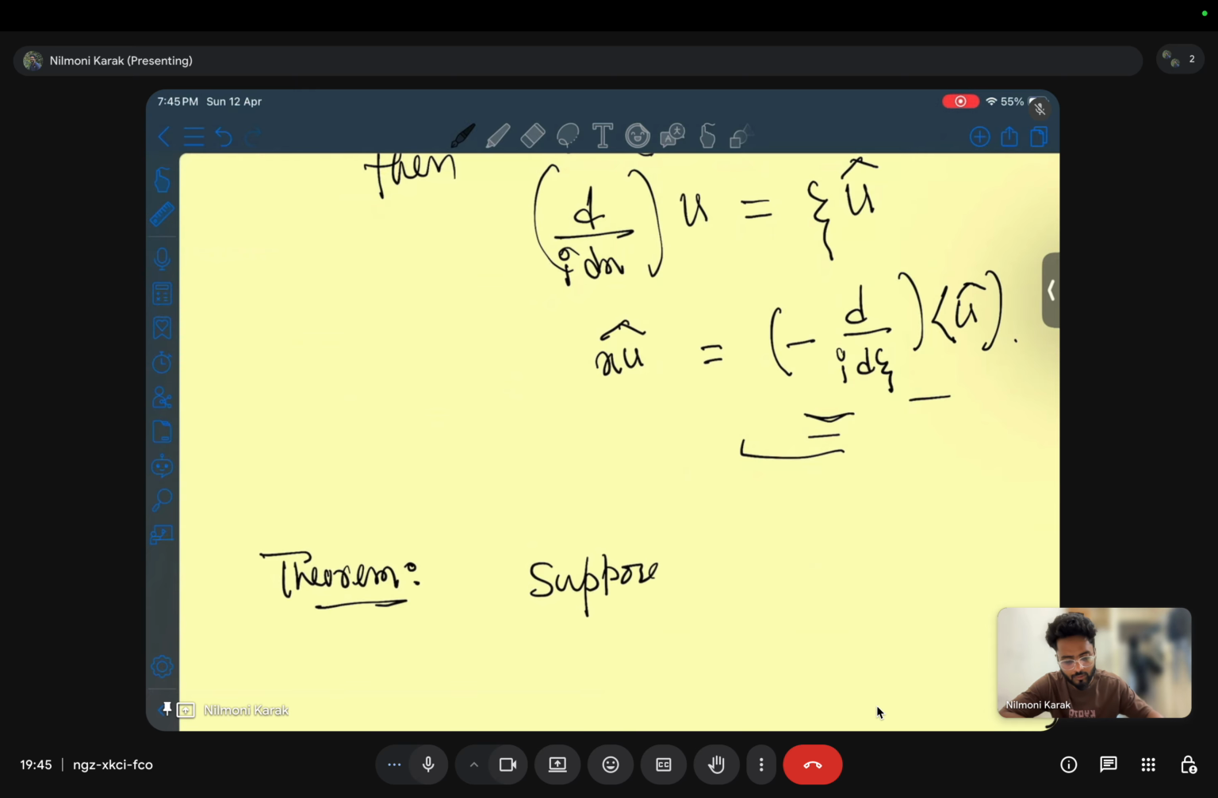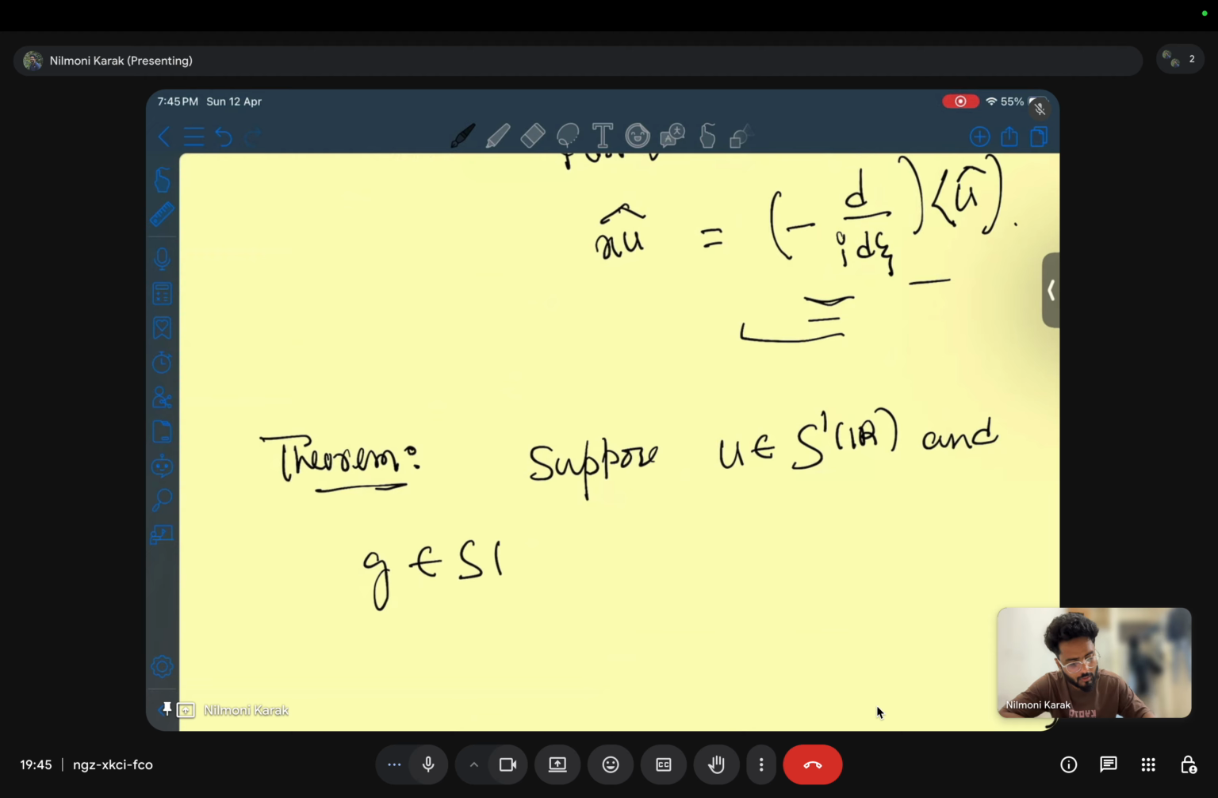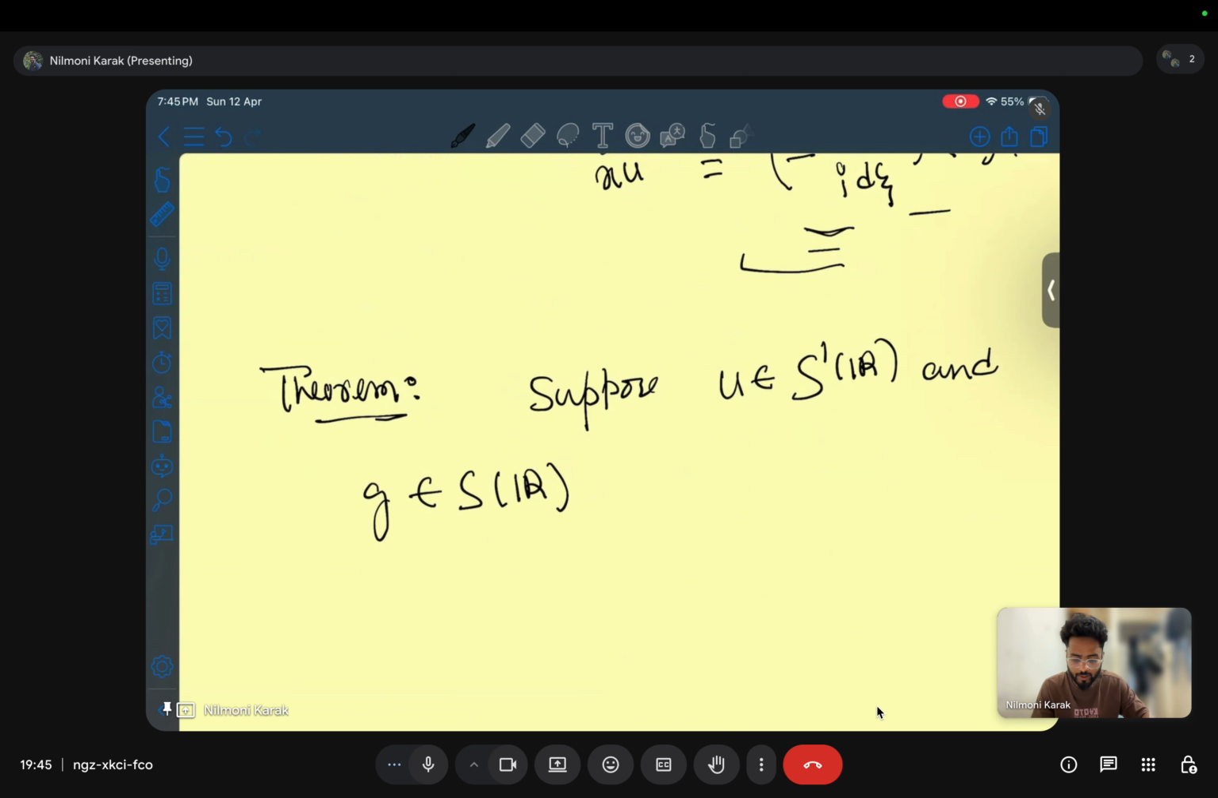Suppose U is a tempered distribution and g is any Schwartz function. Then you had a double hat. So delta naught hat was 1.